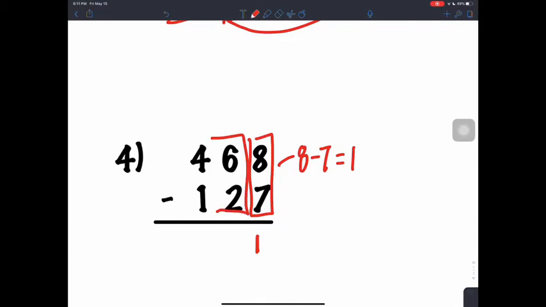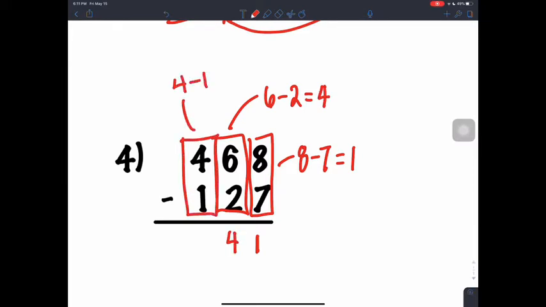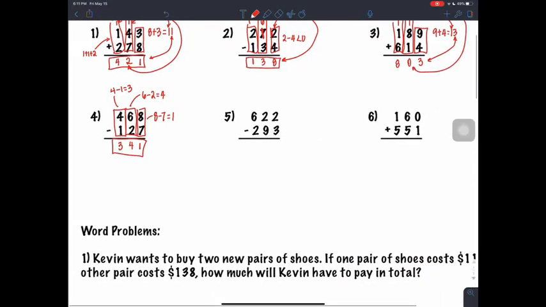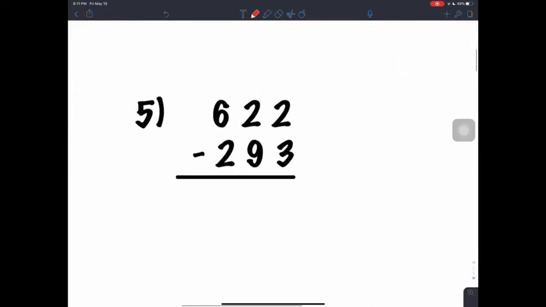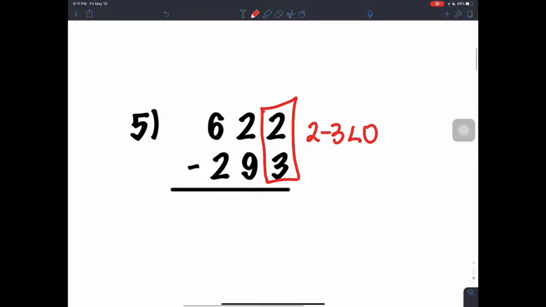And in the second column, we have 6 minus 2, which gives us 4. And then in this third column, we have 4 minus 1, which gives us 3. And then we have 341 as our answer. And with this fifth problem, we're dividing these into columns again. But we have 2 minus 3, which is less than 0. So then we're taking 1 from this next number over here.